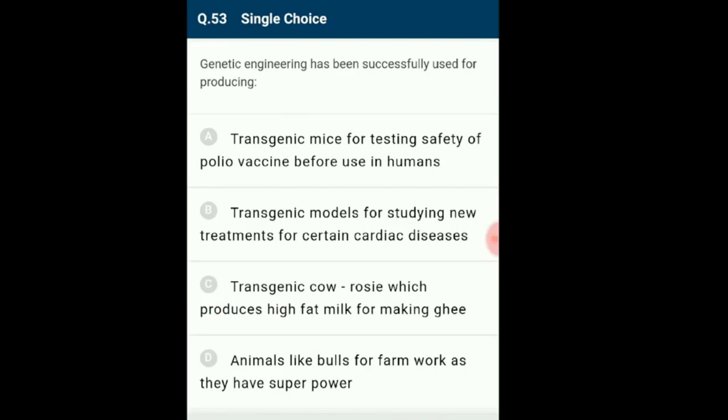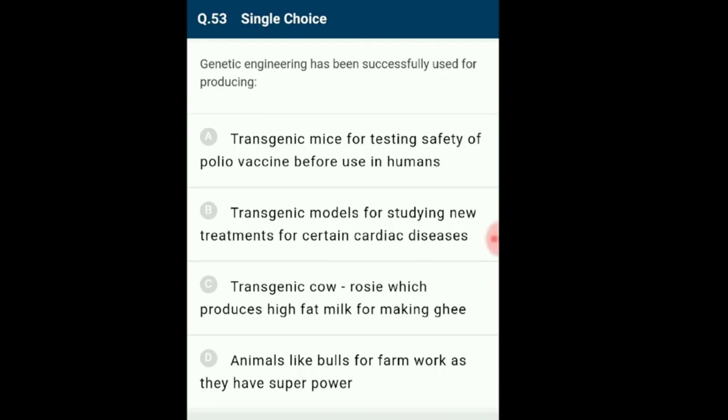Genetic engineering has been successfully used for producing transgenic mice. Many transgenic mice are designed to increase our understanding of how genes contribute to development of diseases. Transgenic mice are being developed for use in testing the safe vaccine before they are used in human beings. For example, transgenic mice are being used to test the safety of polio vaccine.